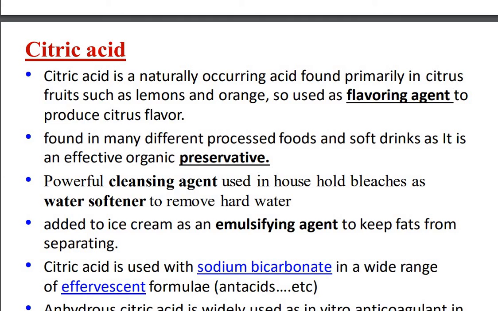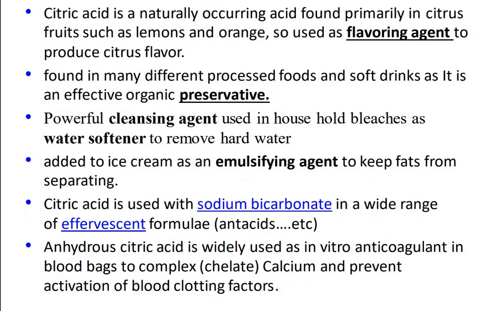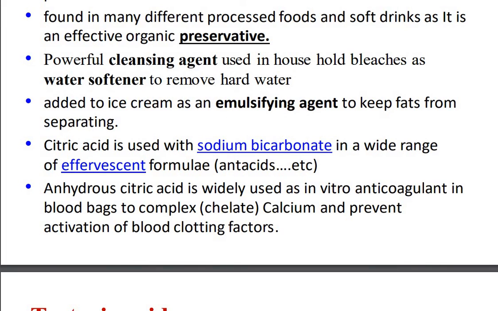Citric acid. Citric acid is a naturally occurring acid found primarily in citrus fruits such as lemons and oranges. It is used as a flavoring agent to produce citrus flavor. Found in many different processed foods and soft drinks, as it is an effective organic preservative, and a powerful cleaning agent used in household bleaches and as a water softener to remove hard water. Also added to ice cream as an emulsifying agent to keep fats from separating.